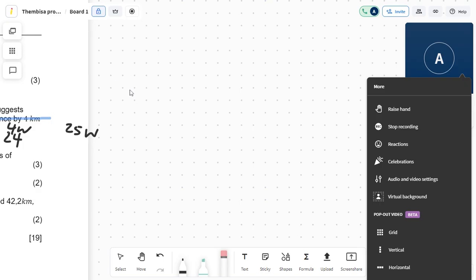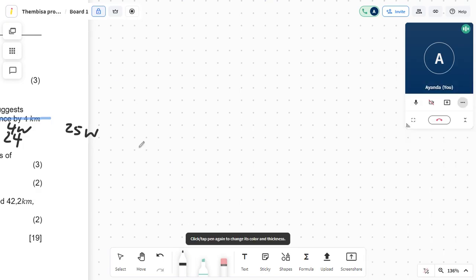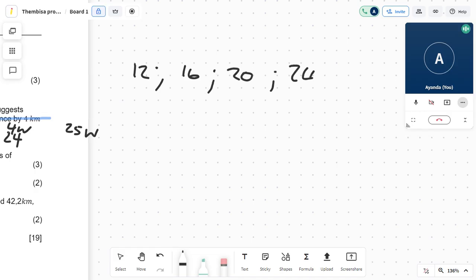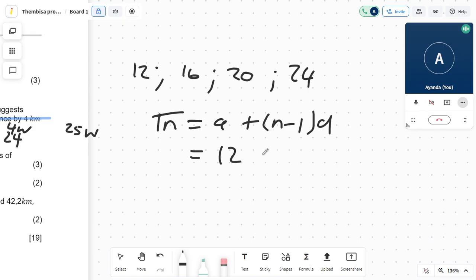Now, remember, in the first week, we're going to be running, or we're suggested to run for 12 kilometers, 16, 20, then 24. So we're going to use the formula for an arithmetic sequence, which is Tn is equal to a plus n minus 1 times d. a is our first term in the sequence, which is 12. So that's 12 plus n minus 1 remains as it is, and our difference we know is 4.